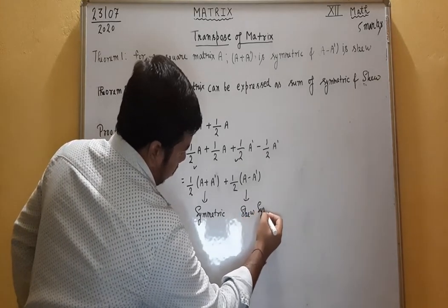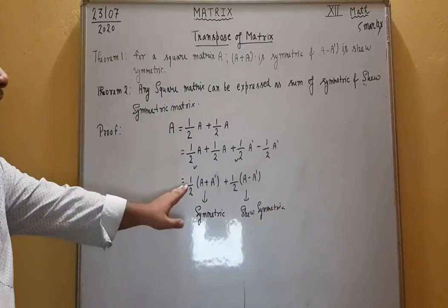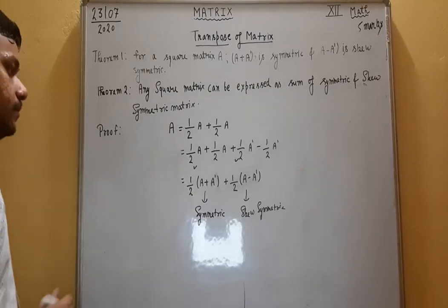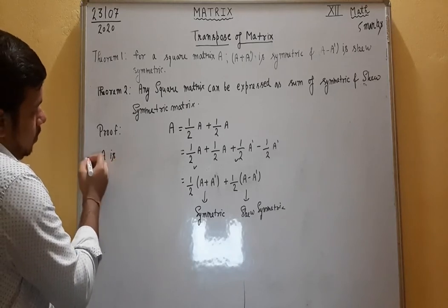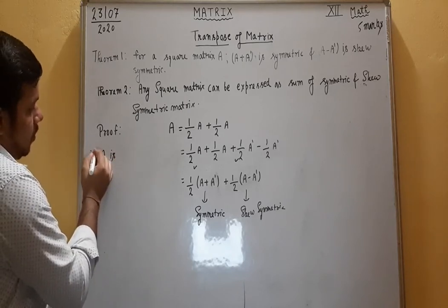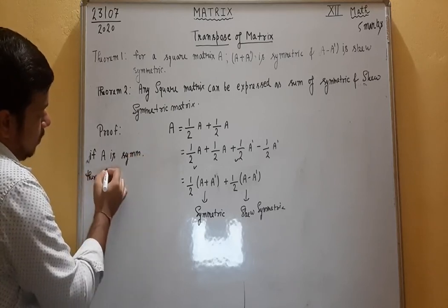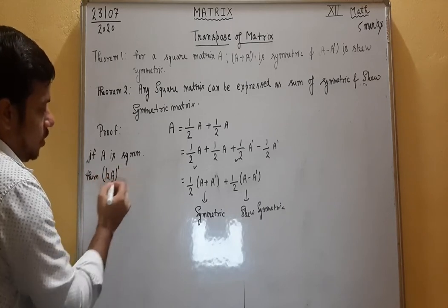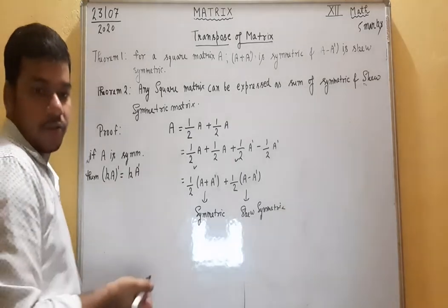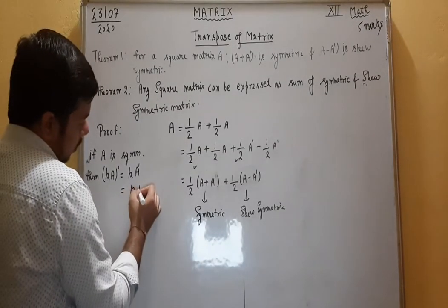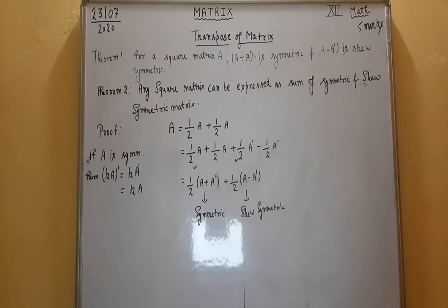Now you can ask one question, sir, here we have multiplied by 1/2, then does 1/2 affect the symmetry or not? So let us see. If A is a symmetric matrix, if A is symmetric, then K से मल्टीप्लाई करने पे A की सिमेट्री पे क्या इफेक्ट पड़ेगा, लेट अस चेक. (KA) dash is equal to K A dash and A dash is equal to what? A dash is equal to A, so it is equal to KA. Means scalar multiplication does not affect the symmetry of a matrix.